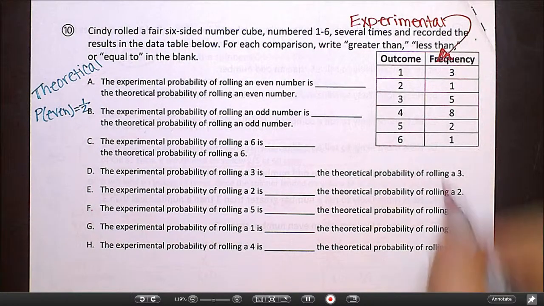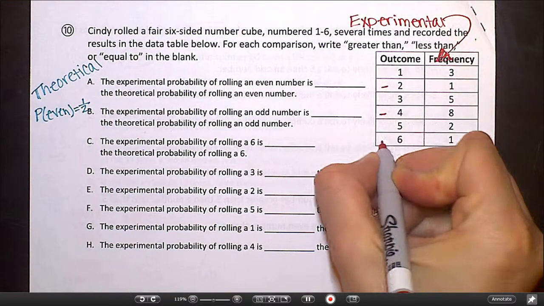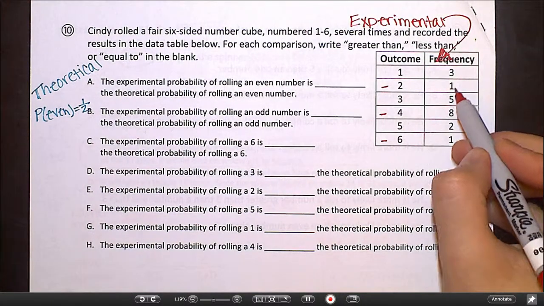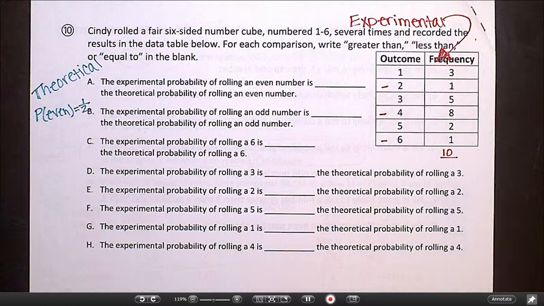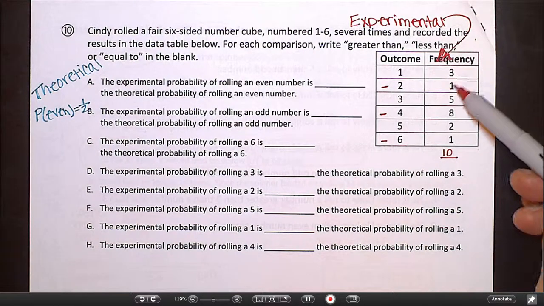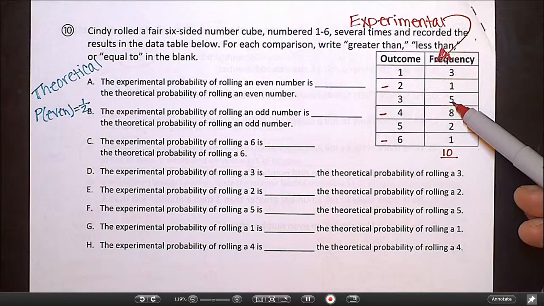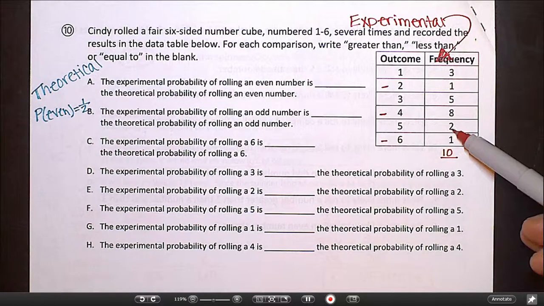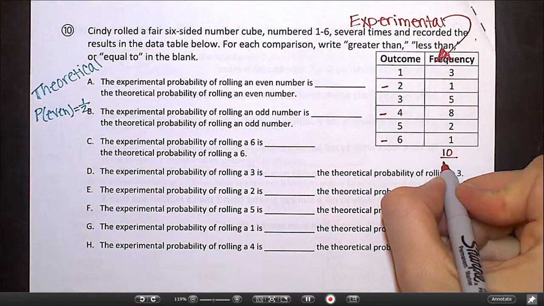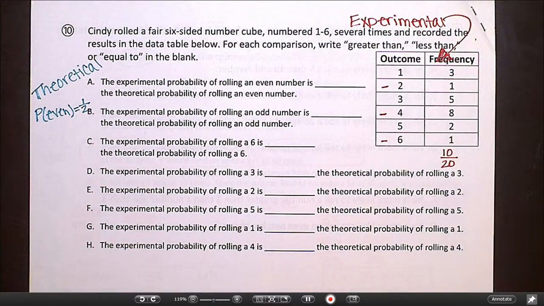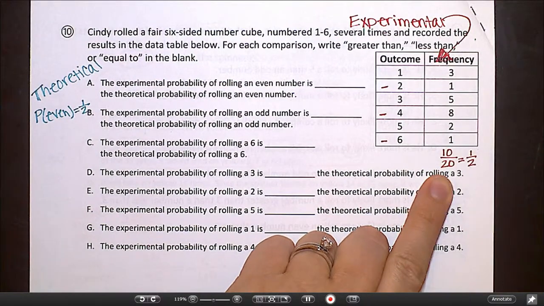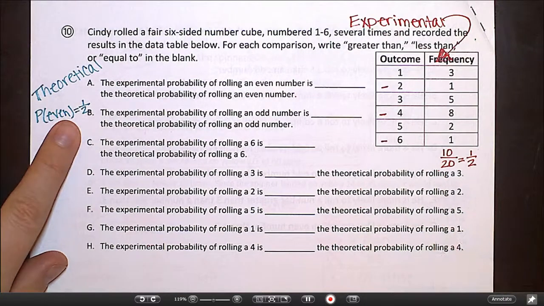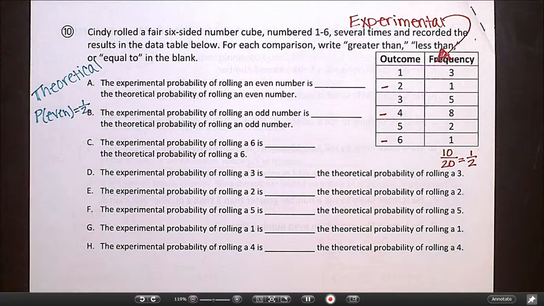An even number. Okay, 2, 4, and 6. So I've got 1 plus 8 is 9, plus 1 is 10. So that's 10 out of, let's see, that's 4, plus 5 is 9, plus 8 is 17, plus 2 is 19, plus 1 is 20. 10 out of 20. So over here, the experimental probability is 1/2. And the theoretical probability is also 1/2. So I'm going to say that they are equal.